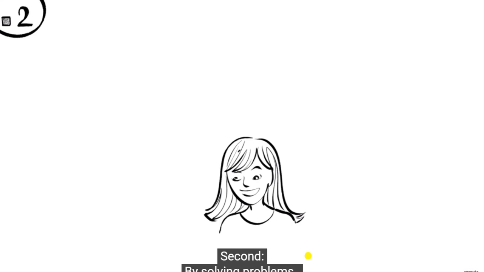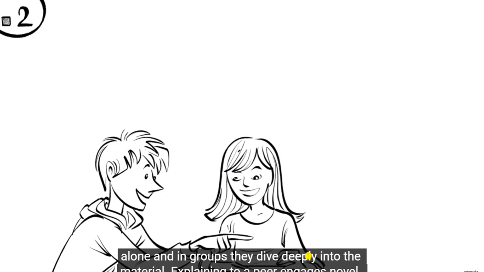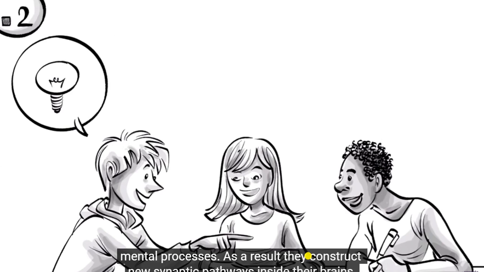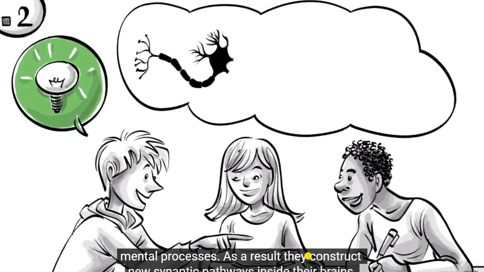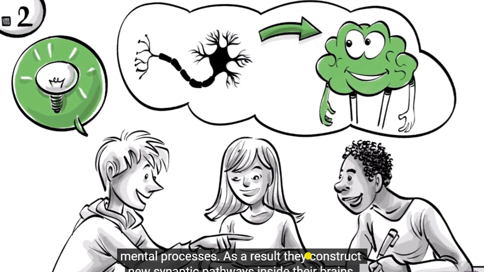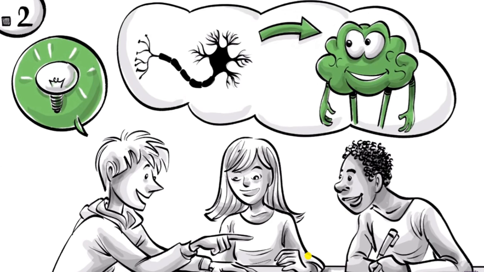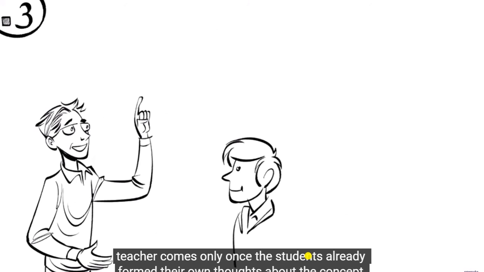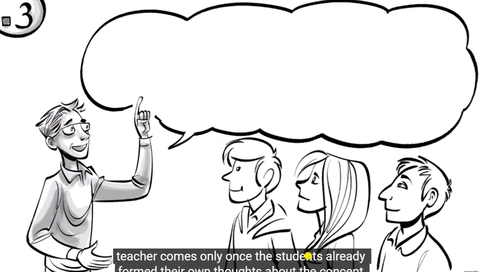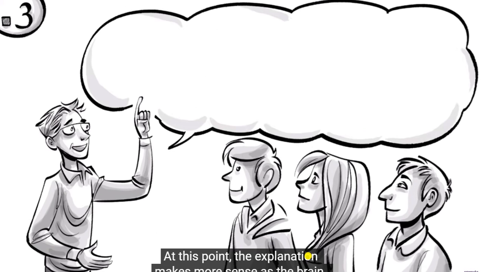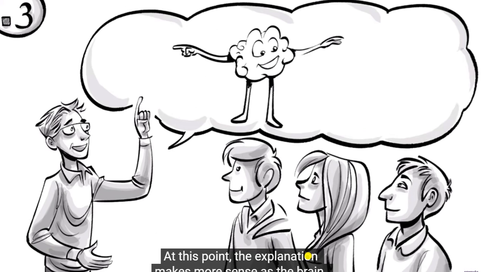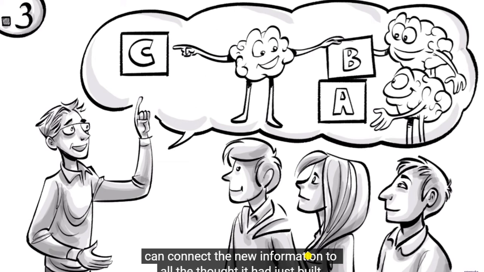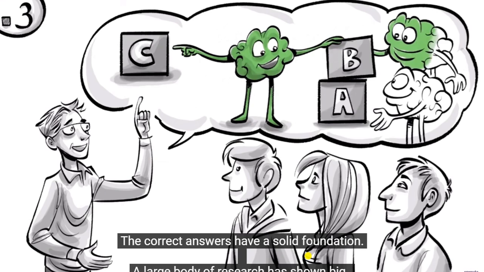Second, by solving problems alone and in groups, they dive deeply into the material. Explaining to a peer engages novel mental processes. As a result, they construct new synaptic pathways inside their brains. Third, the explanation from the teacher comes only once the students already formed their own thoughts about the concept. At this point, the explanation makes more sense as the brain can connect the new information to all the thought it had just built. The correct answers have a solid foundation.